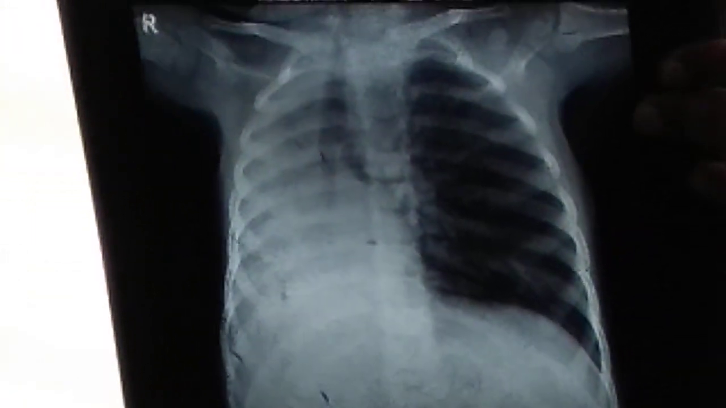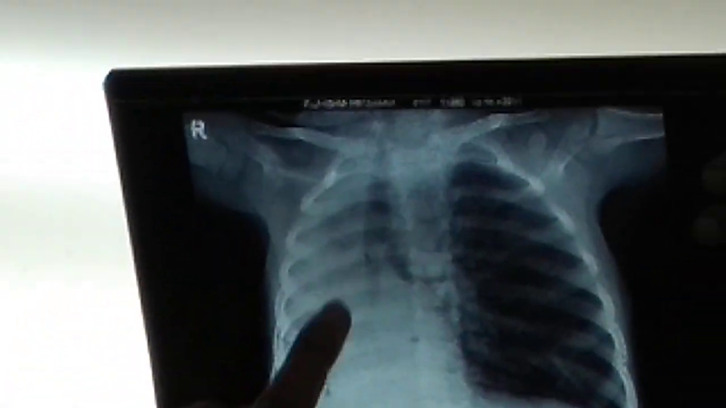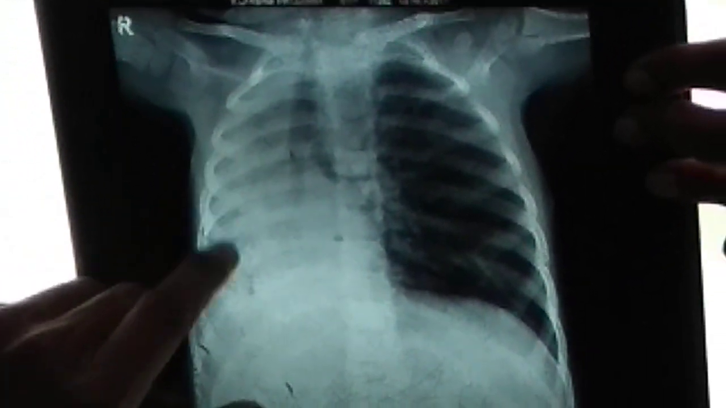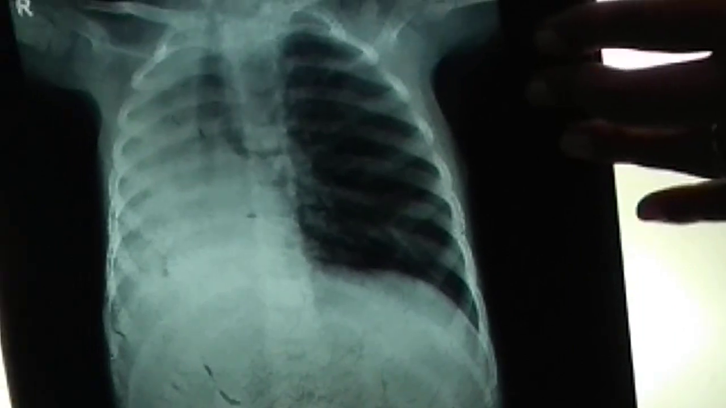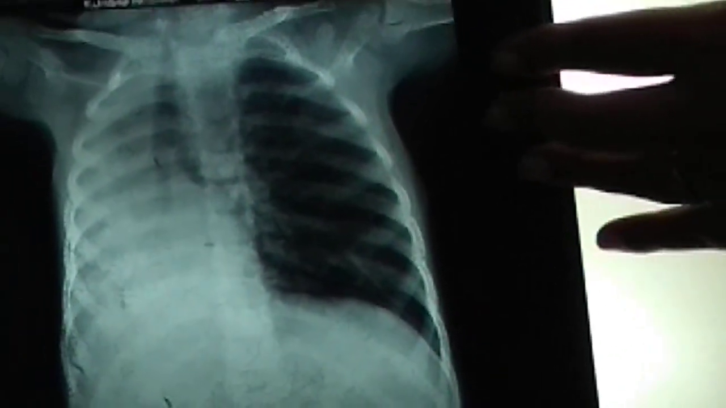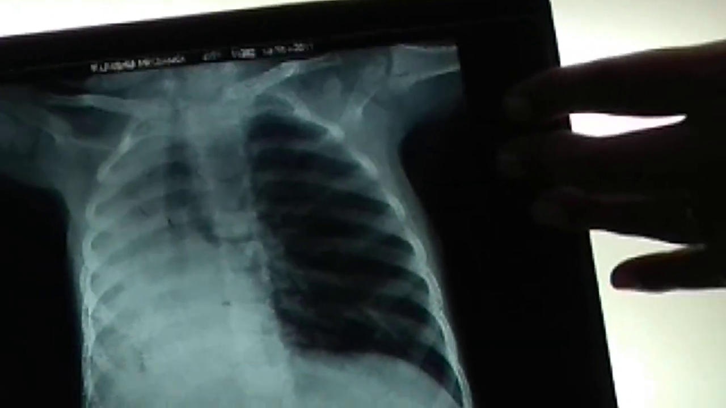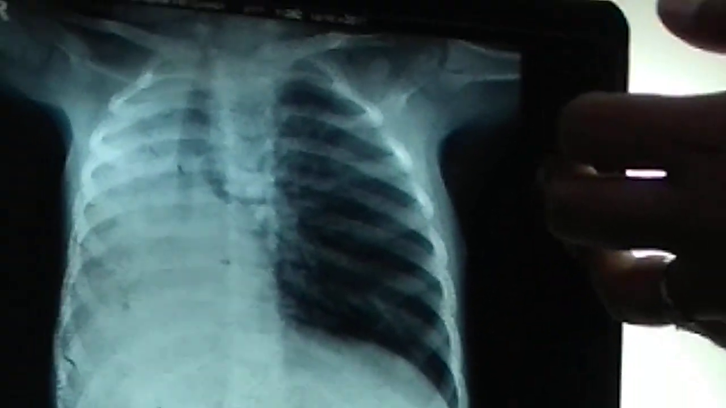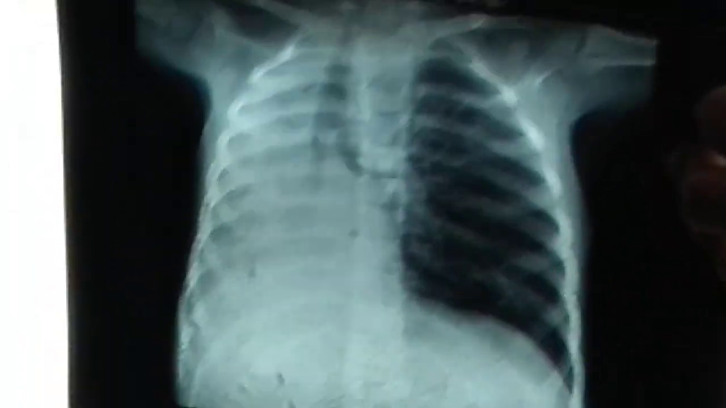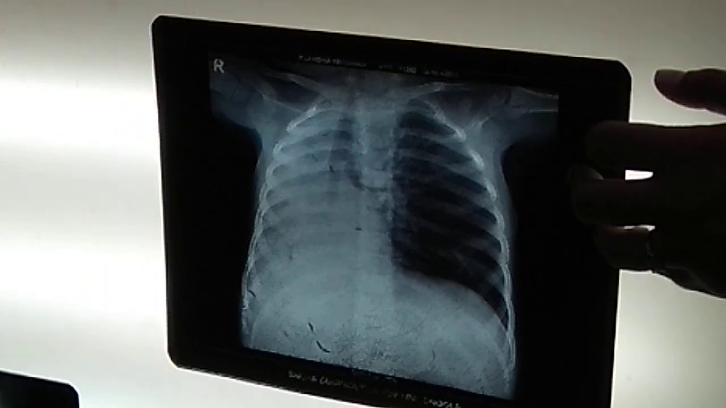Understand? And when compared to that side, there is a little narrowing of the interspaces here. Sir, heart? Because the heart shifted to the right side. Entire mediastinum shifted to this side. Okay, understand. So there is a collapse.